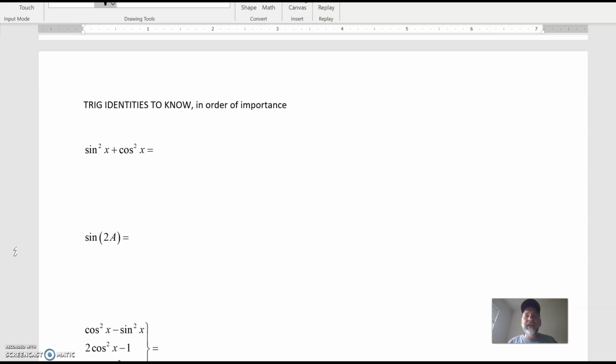You wake up in a dream, and you're still dreaming, and your dog is talking to you, and it says, what's sine squared x plus cosine squared x? Even in your dream state, you should still say that it's 1. It's always 1.